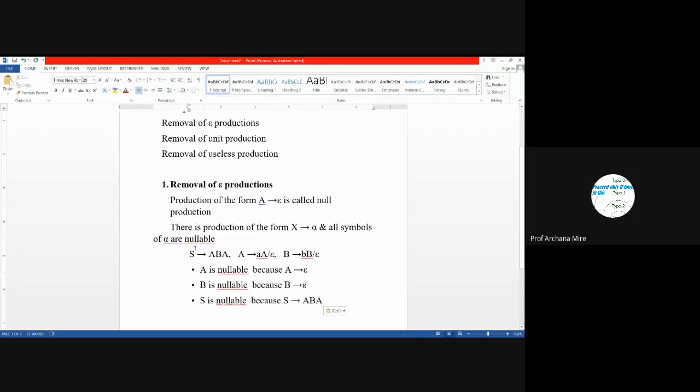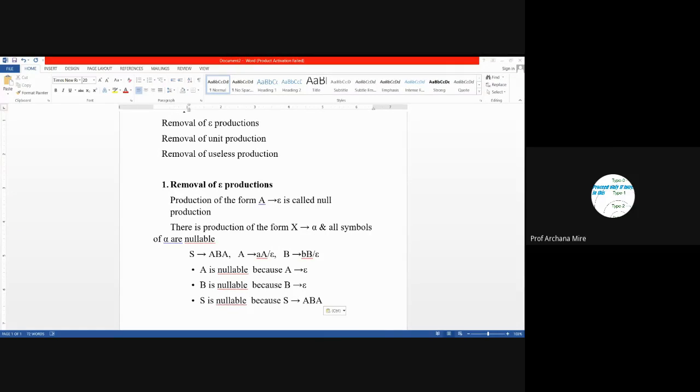And now there exists S leading to ABA. So by following the chain rule, A is also nullable. This first A is nullable. This B is nullable. This A is nullable. Hence, by following the chain rule, this S is also nullable. So we have identified which are the nullable symbols.